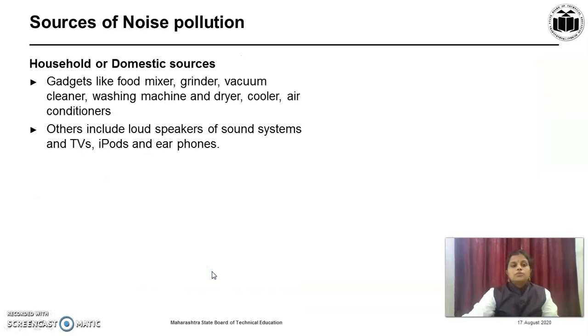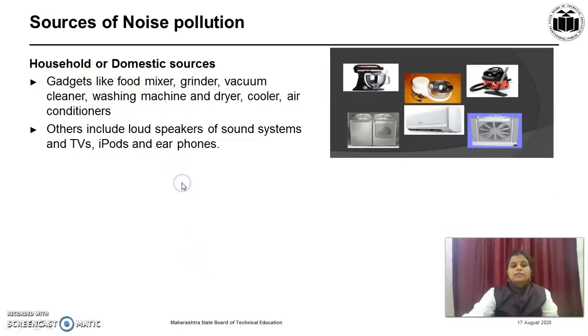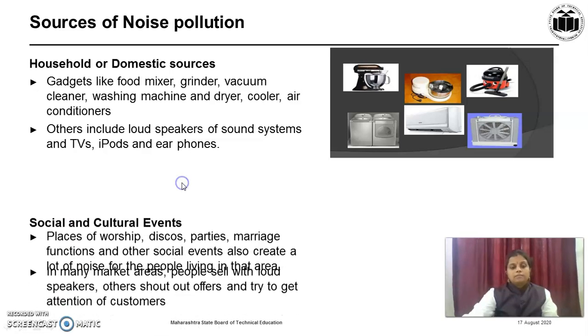The first type of source of noise pollution is household or domestic sources. Gadgets like food mixer, grinder, vacuum cleaner, washing machine and dryer, cooler, air conditioners and other instruments including loudspeakers of sound system and TV, iPod and earphone create a lot of noise.